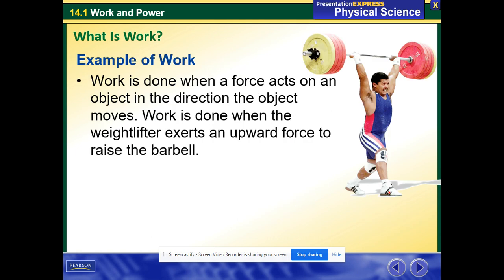Another way you could look at it is a person with a dumbbell. Here we have a weightlifter, and if I were to ask you, when is work being done and when is work not being done? First, let's talk about when is work being done. Well, we need motion and the force has to be in the same direction. Therefore, work is being done when the weightlifter lifts up the barbell with an upward force above his head. So going from the ground to above his head, that is when work is being done.